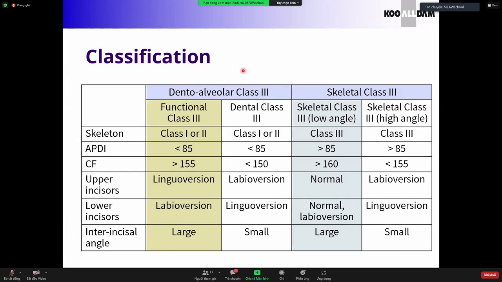Dental alveolar class 3, I want to divide into two groups. The first is functional class 3. The second factor is dental class 3. In this group the skeleton is class 1 or class 2, and the APDI value is lesser than 85. On the other hand, skeletal class 3, I want to divide this group into class 3 low angle and class 3 high angle.